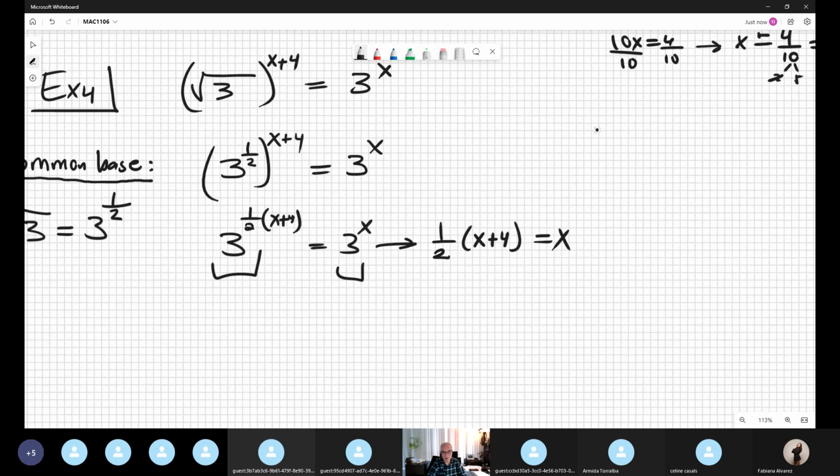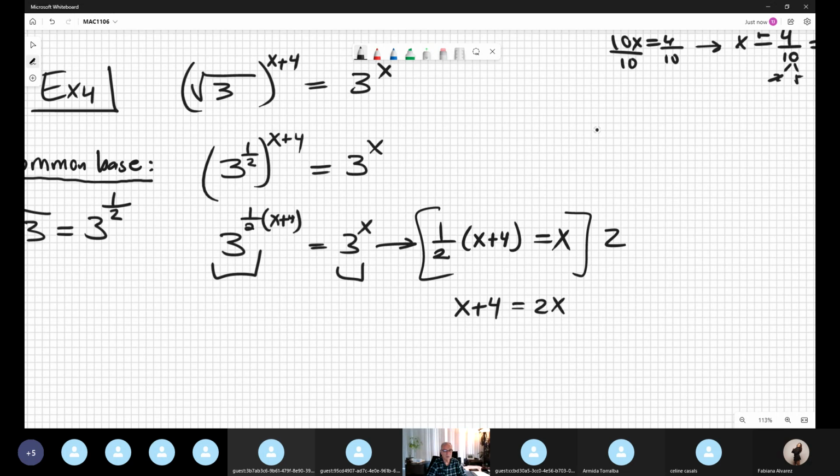One fantastic way, in my opinion, is clear the fraction, because I don't like the fraction. You multiply the entire equation by 2, and when you multiply 2 times 1/2 is obviously 1, so x plus 4 stays, no parenthesis necessary because there's 1 here, equal to 2x. Do you follow me?